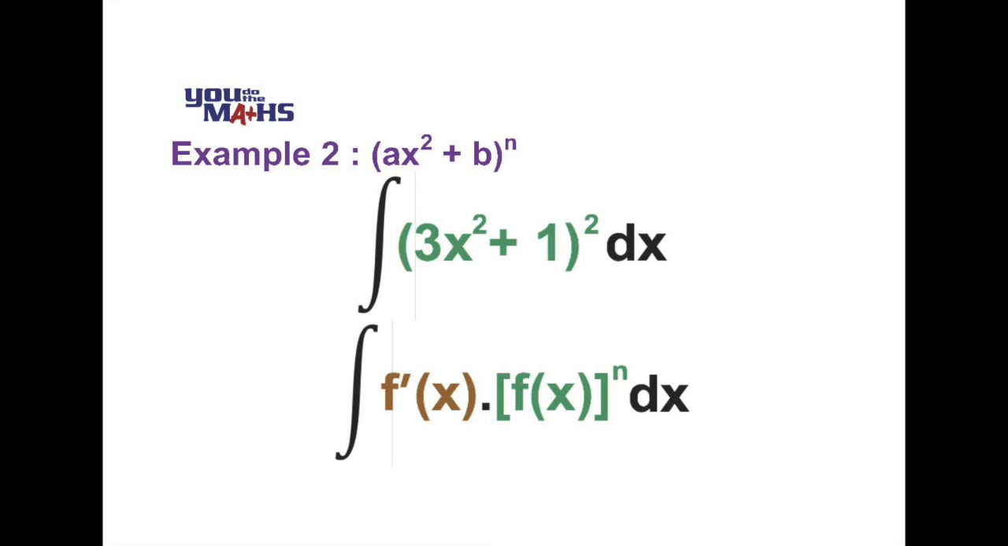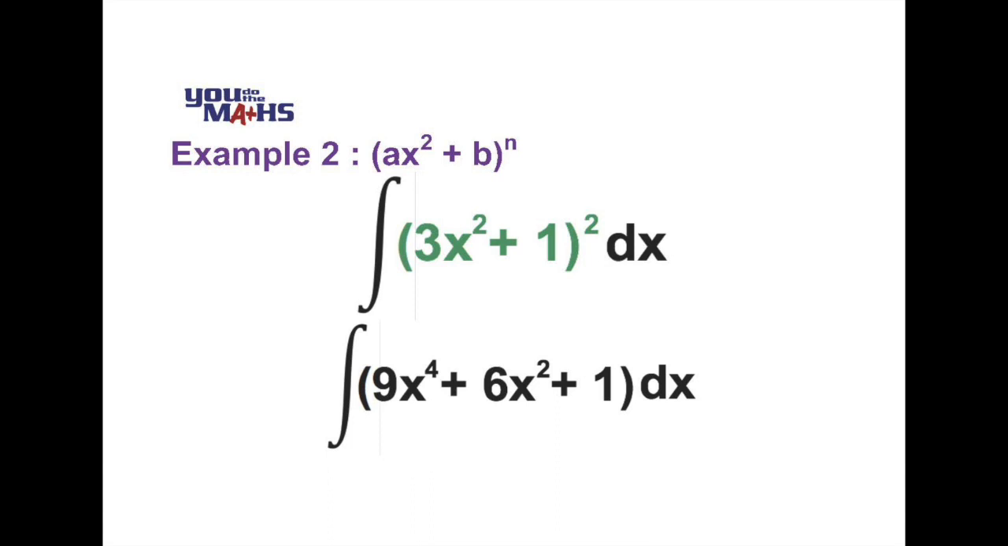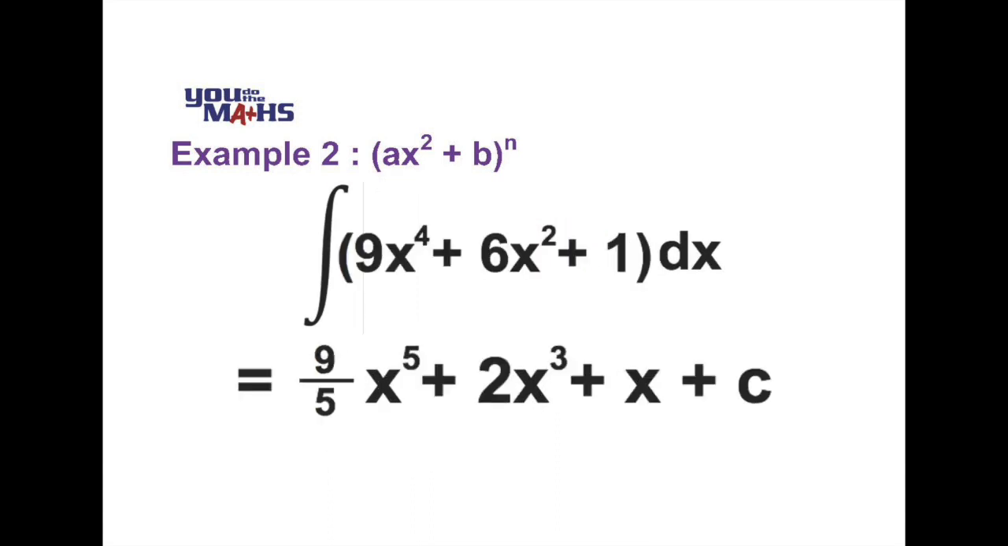The only option we have is to multiply it out and simplify. We can see here that by doing that we get the expression 9x to the 4 plus 6x squared plus 1. So to anti-differentiate this, what we're going to do is look at each term individually, raise the power by 1, and divide by that new power. And at the end of that we'll add a constant. If we do that, we end up with 9/5 x to the 5 plus 2x cubed plus x plus c.